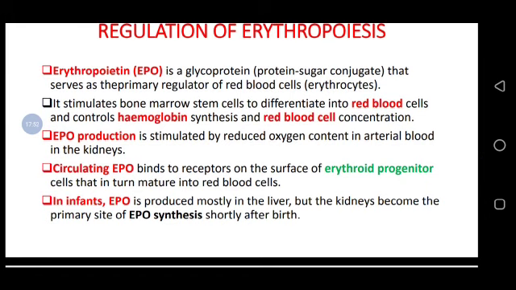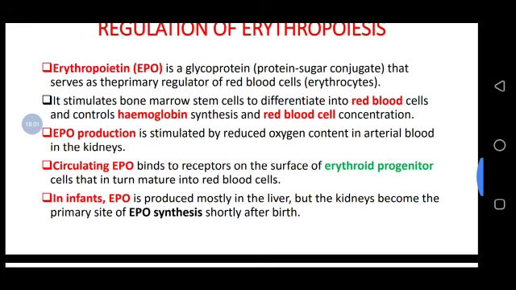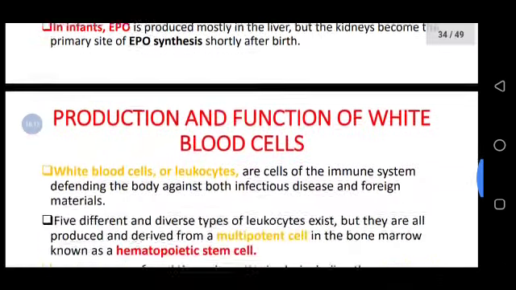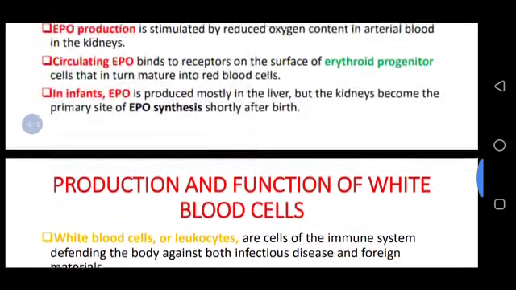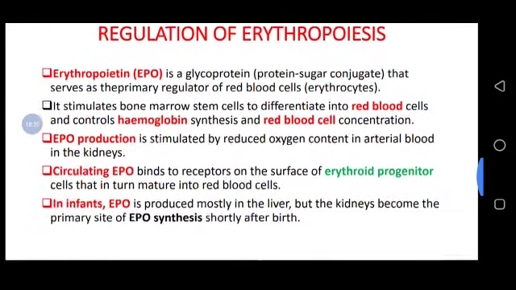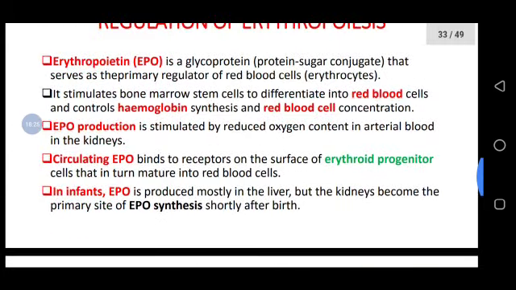In infants, erythropoietin is produced in the liver. As I said, in infants, erythropoiesis takes place in the spleen, sometimes in the liver. So erythropoietin in infants is produced in the liver, but the kidney becomes the primary site of erythropoietin synthesis shortly after birth. So let's end here on RBC production, and then we could proceed with white blood cell formation.